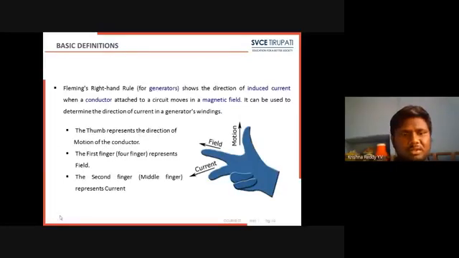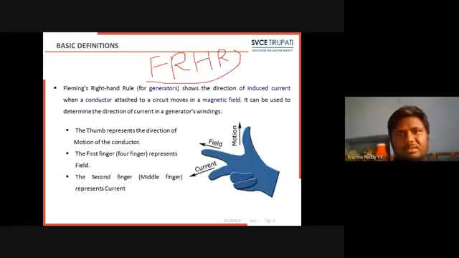In order to find out the direction of induced EMF, we use Fleming's right hand rule. With the help of Fleming's right hand rule only, we can find out the direction of induced EMF. It shows the direction of induced current when a conductor attached to a circuit moves in a magnetic field. It can be used to determine the direction of current in generator windings.